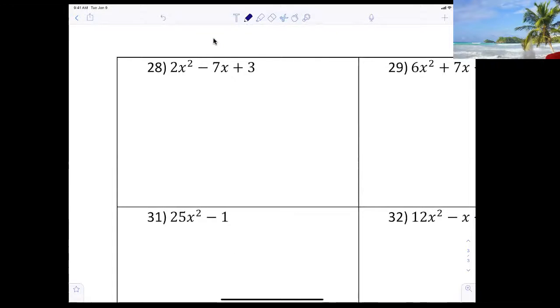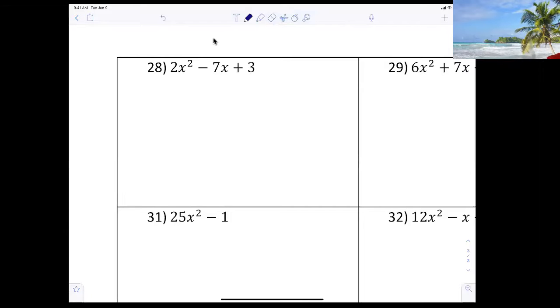Do I factor by grouping? No. It's like we did yesterday. I'm trying to show you how to think through them. Sometimes on the test, it's going to be mixed up, and you have to figure out what's what.